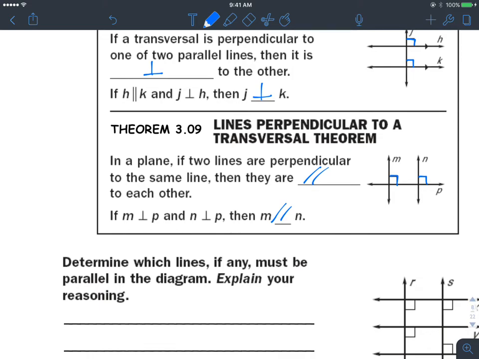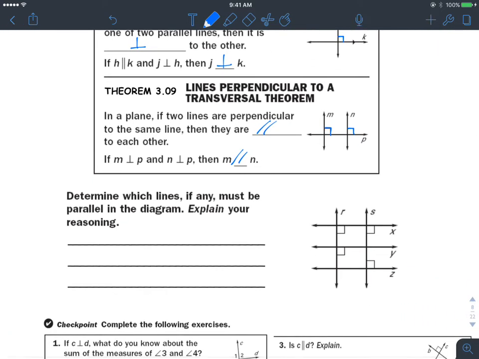And the key thing is they talk about it being in a plane. You could do an example of this where you have two lines that are perpendicular to a single line, but then they wind up being skew instead of parallel. It's kind of hard to draw on the iPad, so your teacher could probably show you an example of that. But it's really hard to draw on the iPad here, so I'll go ahead and skip talking about that any further.